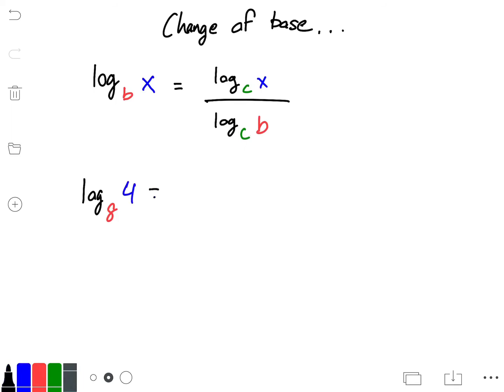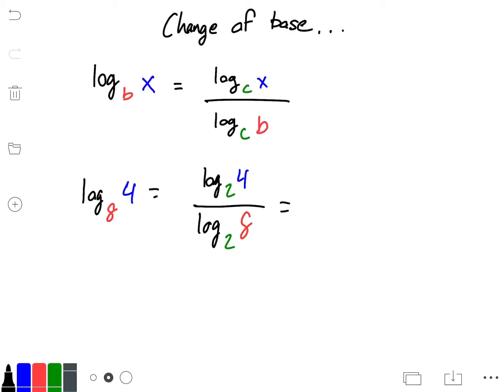Okay? So I don't necessarily know what power I have to raise 8 to make it equal to 4. And that's usually the situation where the change of base formula is going to come in handy. So I want to go ahead and change my base 8 to 2. So we'll just plug it into our formula. So we have log base 2, because we're changing to 2, of 4, and that's going to be divided by log base 2, once again, of 8.